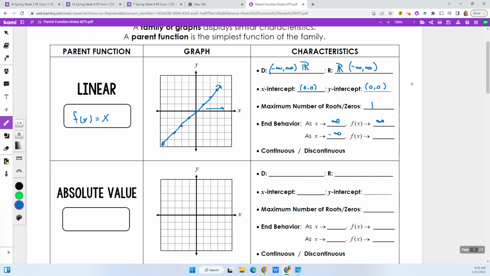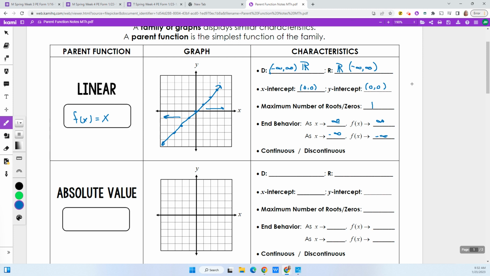Now we're saying what is happening to x as x is getting smaller and smaller as it's heading in this negative direction, towards negative infinity. What's happening to y? And y is going down forever. It is approaching negative infinity.